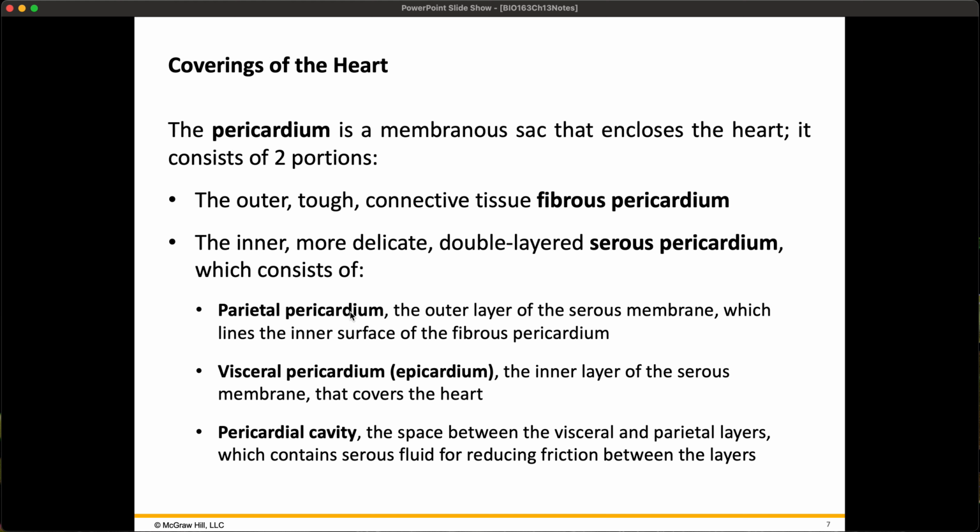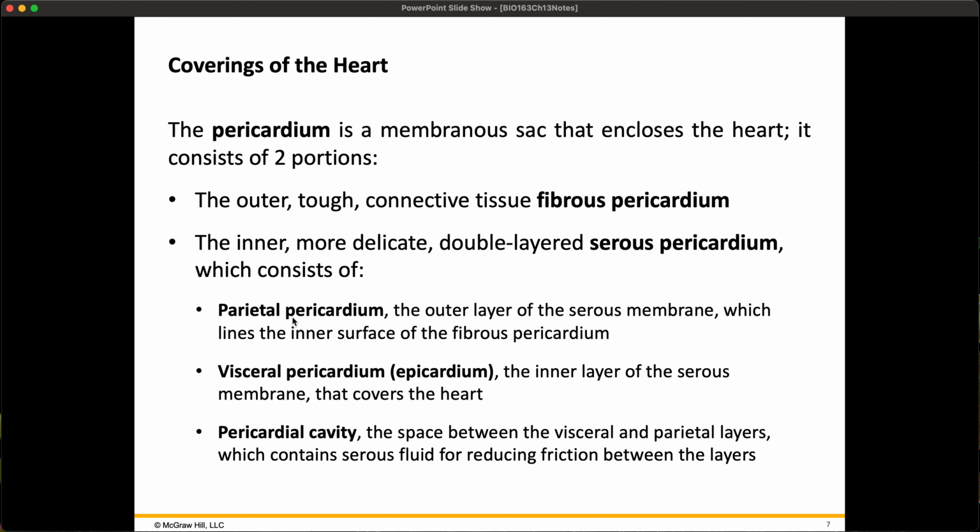The serous pericardium has three features. Two of those are actual layers: the parietal pericardium and the visceral pericardium, also called the epicardium, right on top of the heart. And in between those is a potential space called the pericardial cavity. If you remember, we learned this for the lungs, when we talked about the parietal pleura and the visceral pleura.